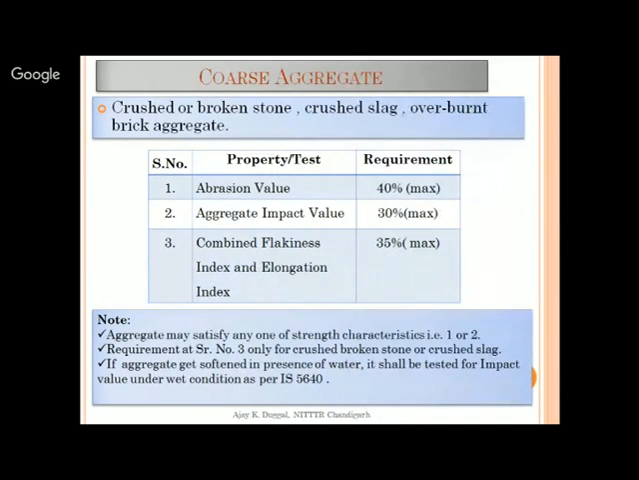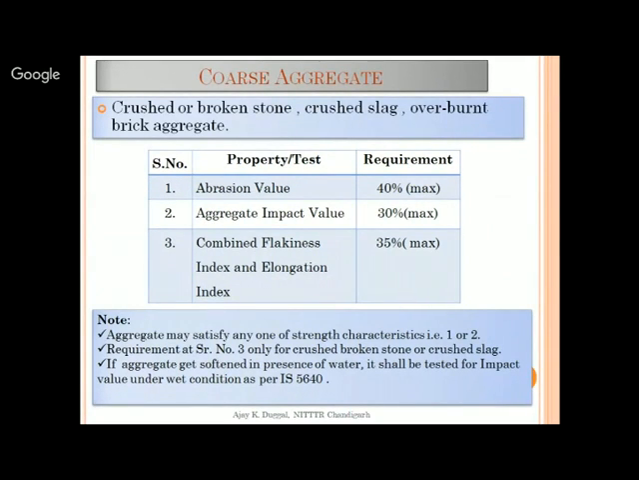The aggregate which we are going to use, if you remember, for GSB we talked of CBR value, but here we are talking of the aggregate, so the aggregate properties are slightly different. Here we find out abrasion value, impact value, and flakiness and elongation index, and the coarse aggregate should meet the requirements given in the table. Abrasion value should be less than 40%. By abrasion value I am referring to Los Angeles abrasion value, and impact value should be less than 30%.